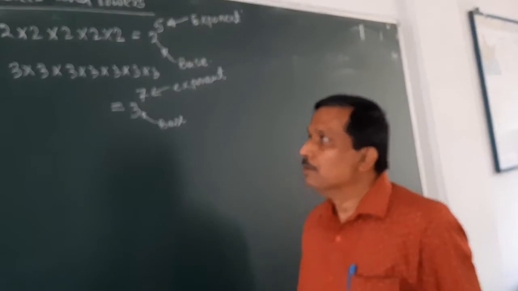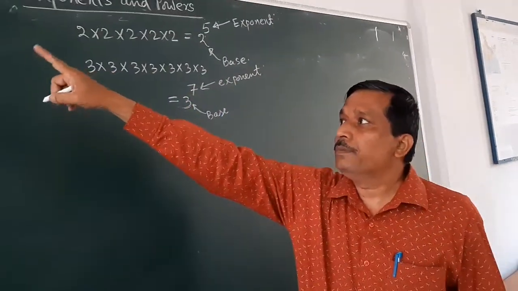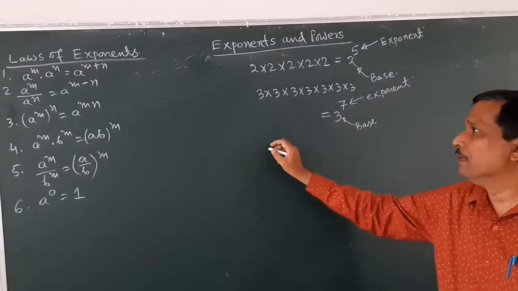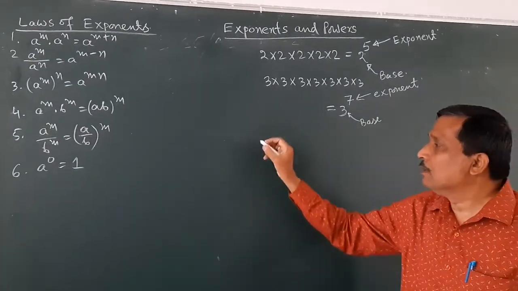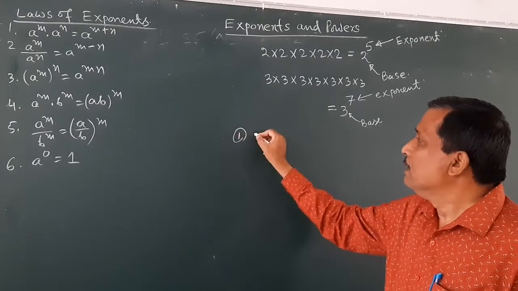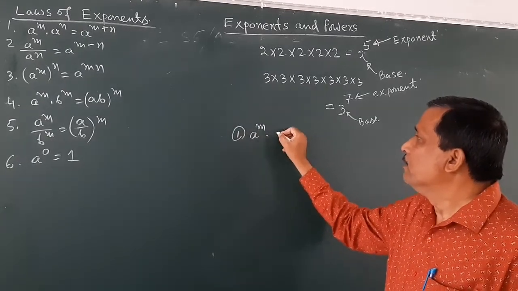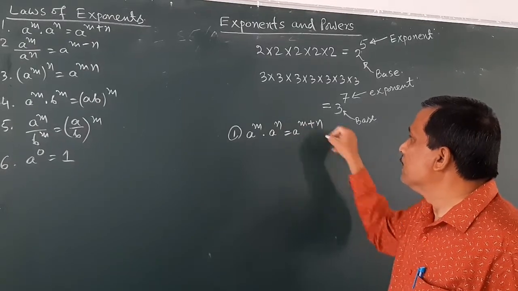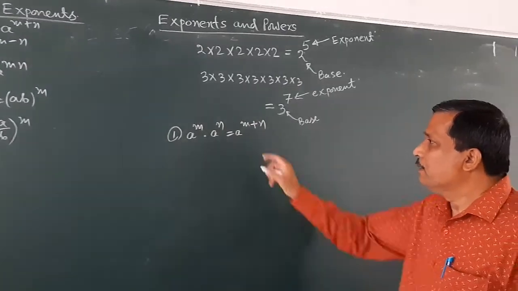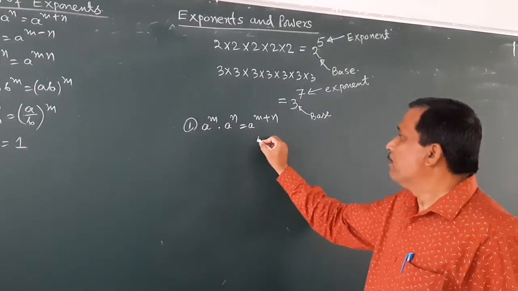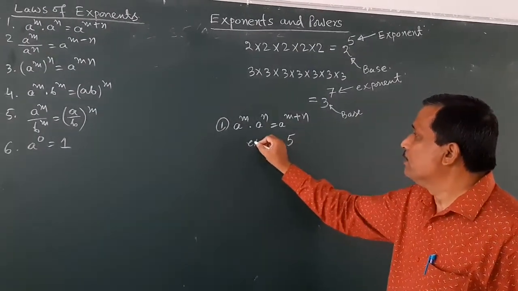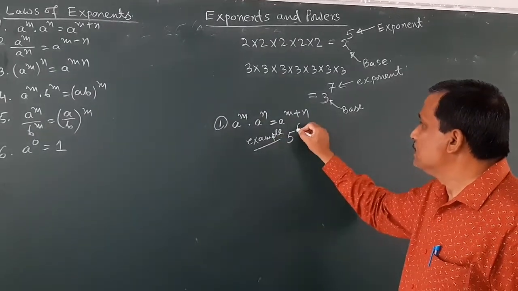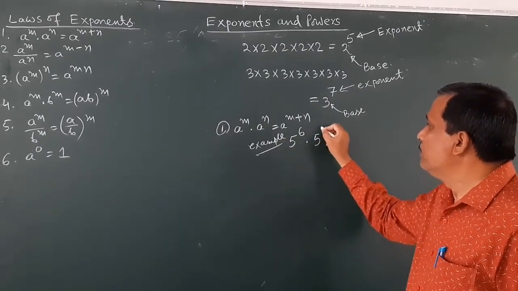Okay, so there are some laws of exponent. So we will verify these laws of exponent. Suppose the first law is a to the power m into a to the power n is equal to a to the power m plus n. Suppose I am taking one example, 5 to the power 6 into 5 to the power 3.